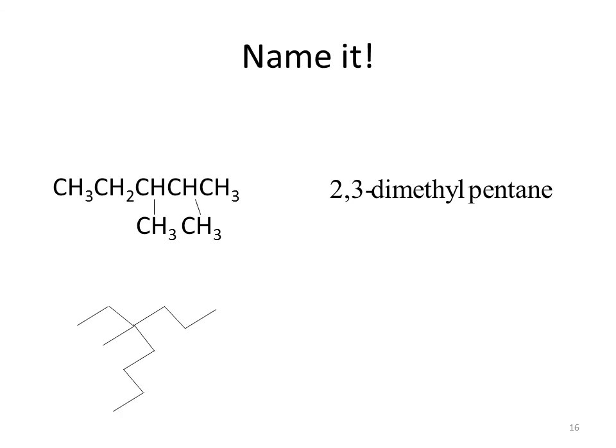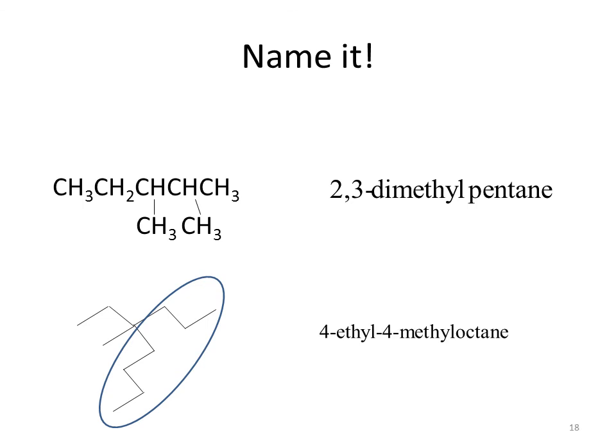On this bottom structure, finding the longest chain is a little bit more difficult because it's kinked. The longest chain is not hexane. Instead it is this part of the molecule, which has 1, 2, 3, 4, 5, 6, 7, 8 carbons in it. That gives me the prefix oct, so I have octane. Now I see that there are 2 substituents attached, of course, to the same carbon there. And so I'm going to call them ethyl because there are 2 carbons in one attachment, and methyl, 1 carbon in the attachment.